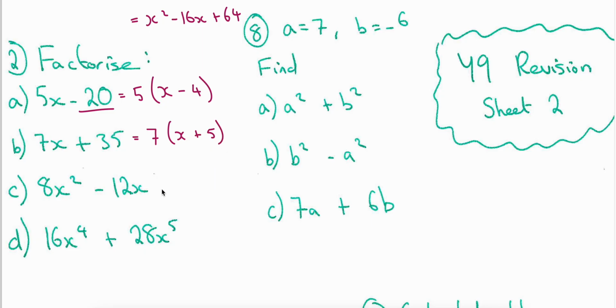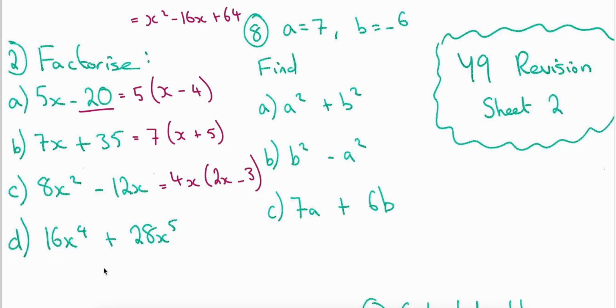And there we go. Next one, highest common factor of 8 and 12 is 4. And both of these ones share an x. So it's 4x brackets 4x multiplied by 2x gives me 8x squared minus 3, close the bracket.